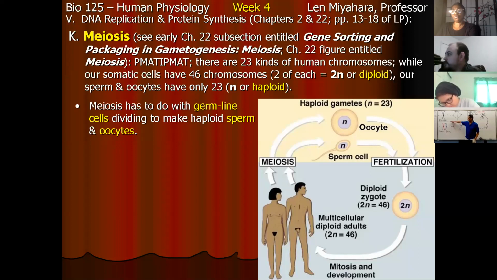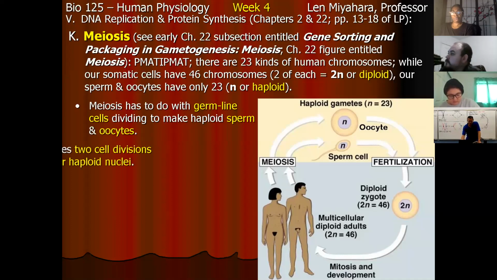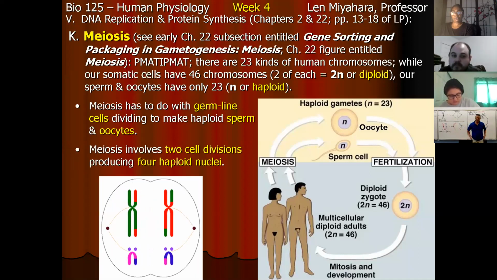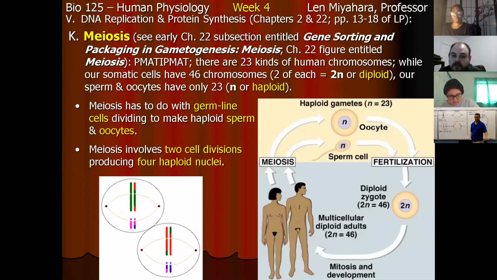And that's what I wrote down here on the whiteboard for mitosis, 2N. All 46 are doing it. You have 23 chromosomes that come from mommy. You got 23 chromosomes that come from daddy. And meiosis is about making sperm and oocytes. And it involves two rounds of cell divisions.